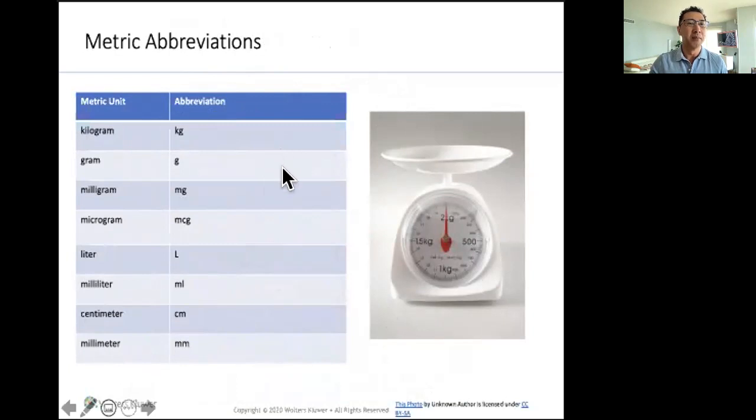Kilograms, grams, milligrams, micrograms. One thing that students make a mistake on, especially for testing purposes, is mixing up milligrams and micrograms. They're very close. Look at your liters and milliliters, centimeters and millimeters. The dose difference between milligrams and micrograms is huge. So if you're giving a patient 10 milligrams of something instead of 10 mics, that's a huge overdose.